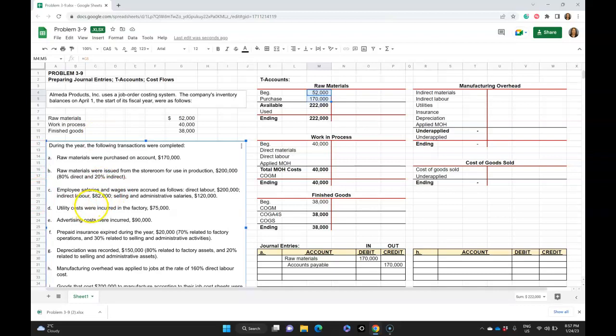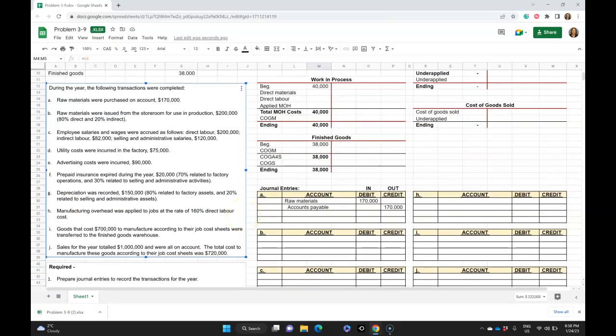So B says raw materials were issued from the storeroom for use in production, $200,000, 80% direct and 20% indirect. So I'm going to record work in process, and that's for my direct materials. I'm also going to record manufacturing overhead, and that will be for your indirect materials. And then we'll take it out of our raw materials account. So it'll be out.